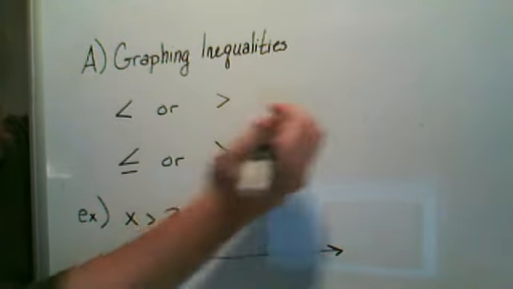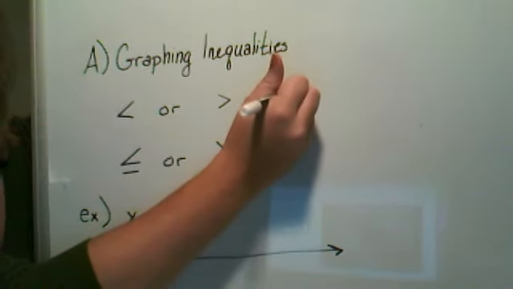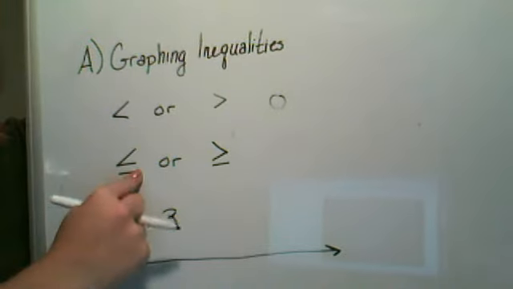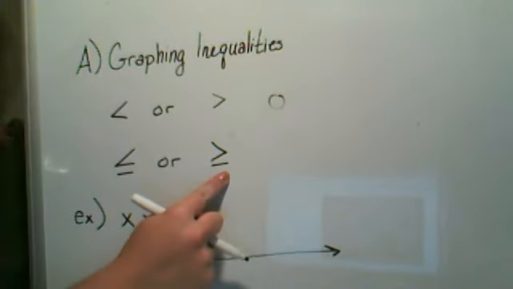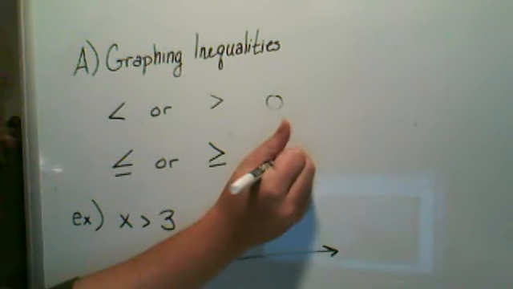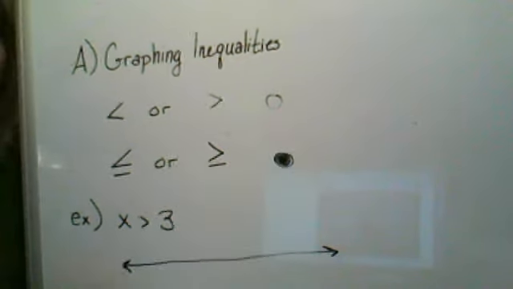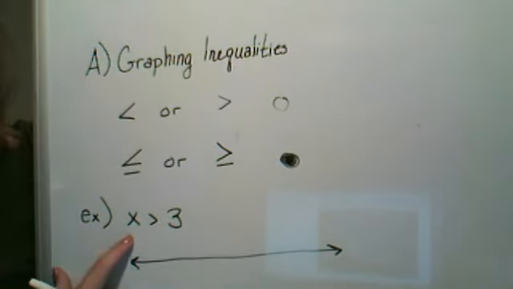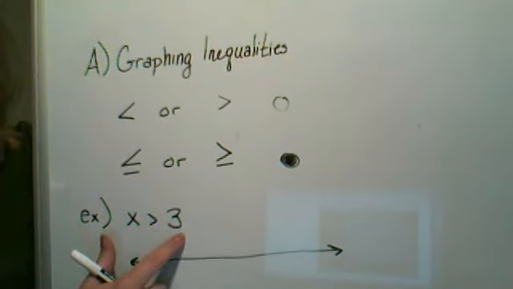When we graph these on the number line, we're going to use an open circle on the number that is given. Here we have a less than or equal to, and then greater than or equal to. When we graph this on the number line, we're going to close that circle in because that number is going to be included. Alright, so our first example says x is greater than 3.